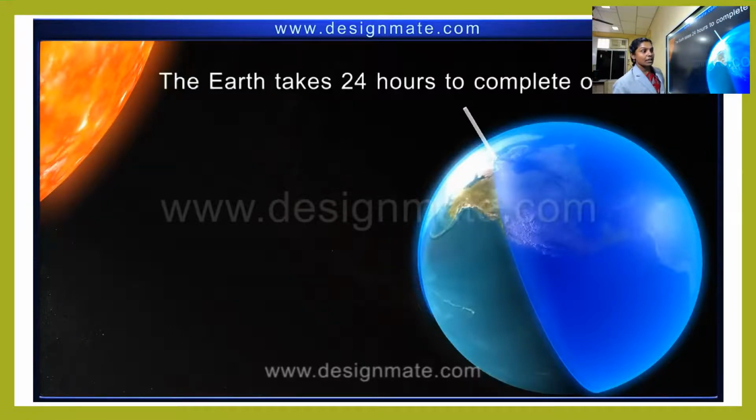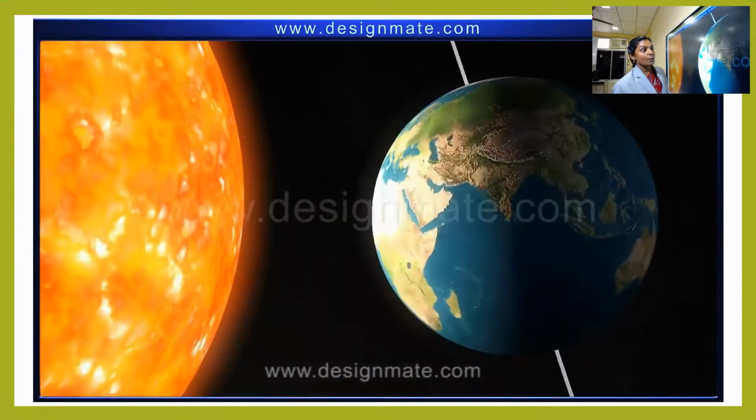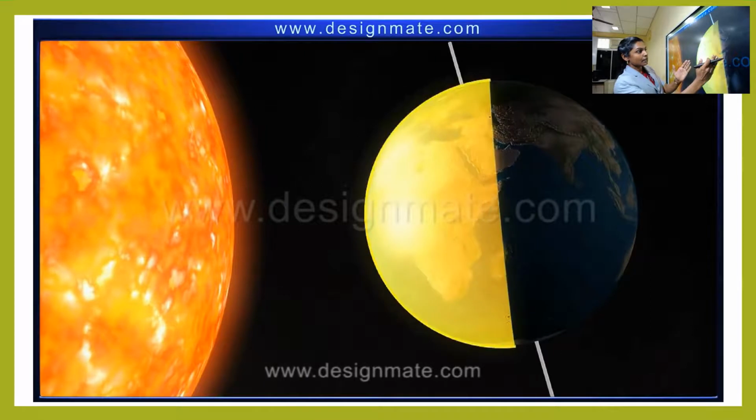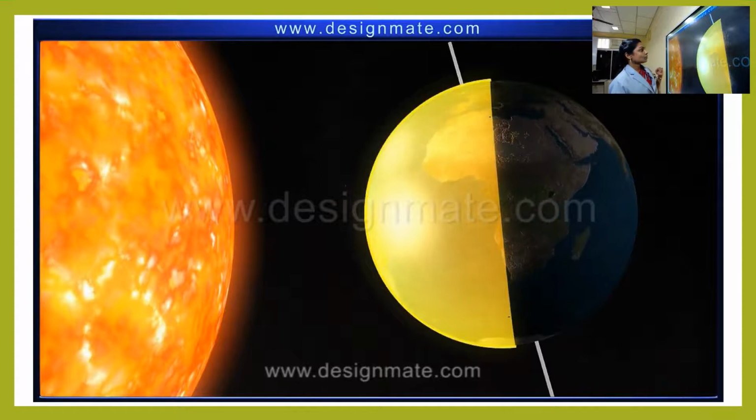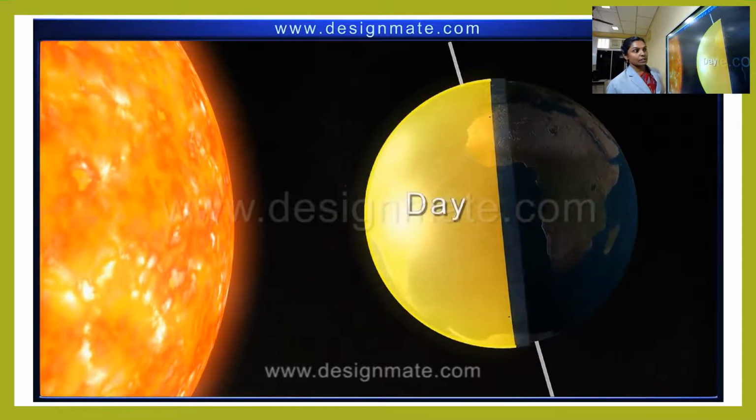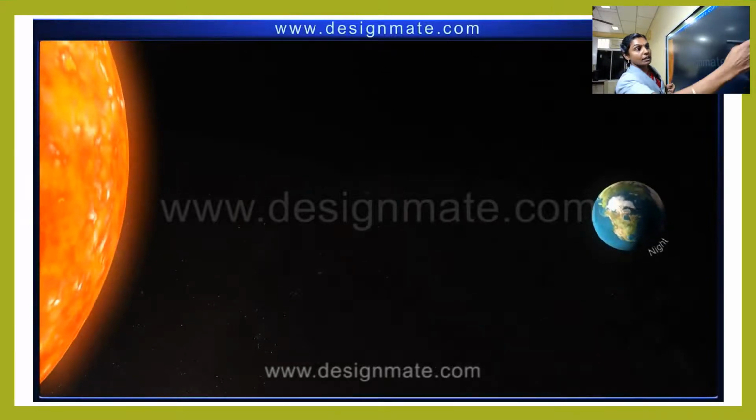Right? So see, it takes 24 hours to complete one rotation. And the part which is facing the sun will have daytime, and the part which is turned away from the sun will have night. See here, this is day, the other part is experiencing the night. So this is about the rotation of the earth, day and night. So rotation of the earth causes day and night. See, the earth is spinning on its axis. And this is the reason why we are having day and night.